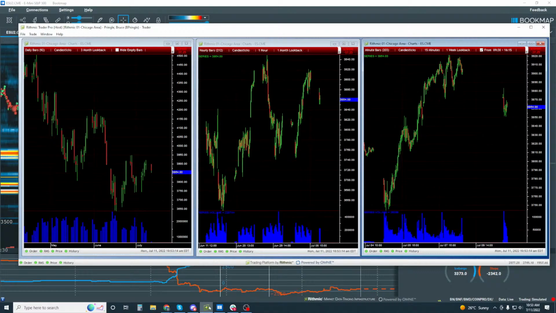So on the daily chart here on the left, in the center we have an hourly chart, hourly bars. These are just simple candlestick hourly bars for the cash. They're all for the cash session only. That's why you see the gaps. And we have the 15-minute chart over here.